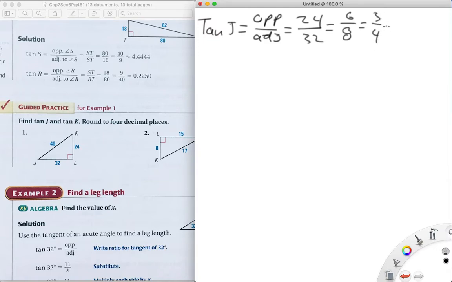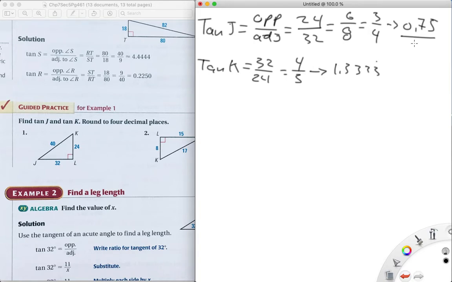Alright, so then it says round to the 4 decimal places, so that is 0.75. And then tangent of K, same thing, opposite over adjacent. Here's K. Opposite of K is 32. Adjacent is 24. So that's 4/3. And 4/3 is 1.3333, 4 decimal places. If you want, you could put 0, 0 here.